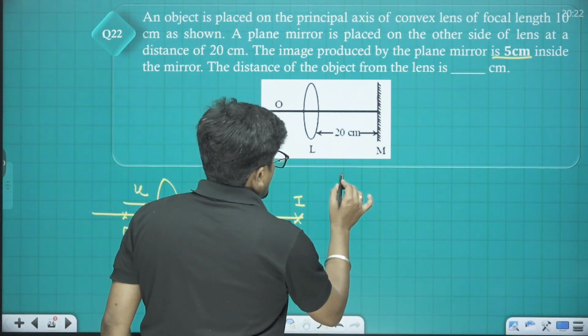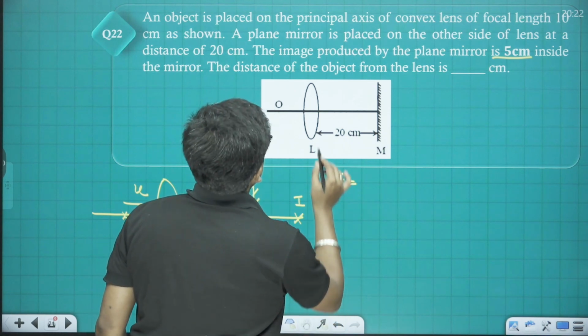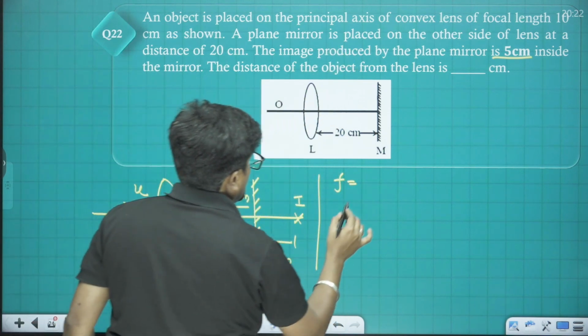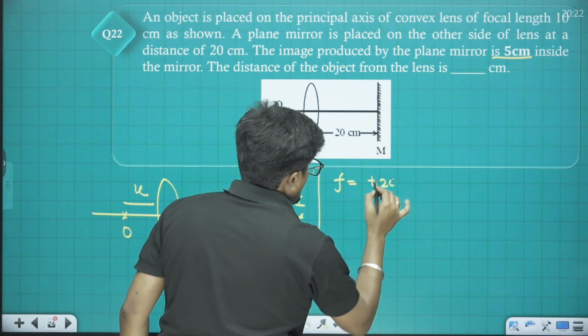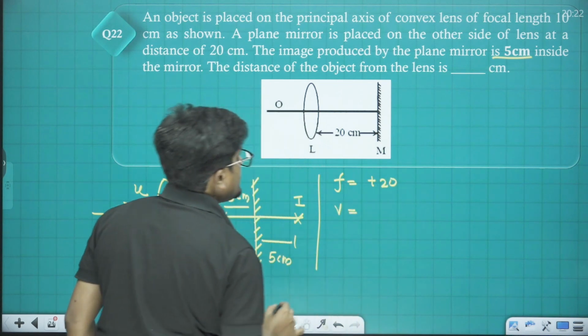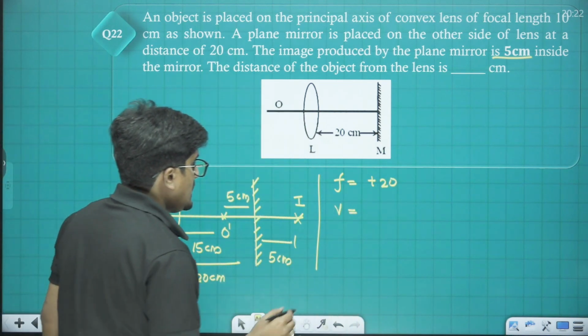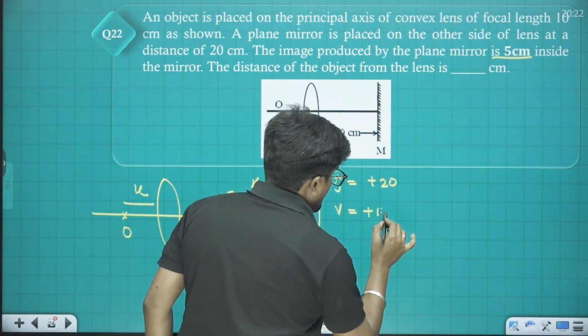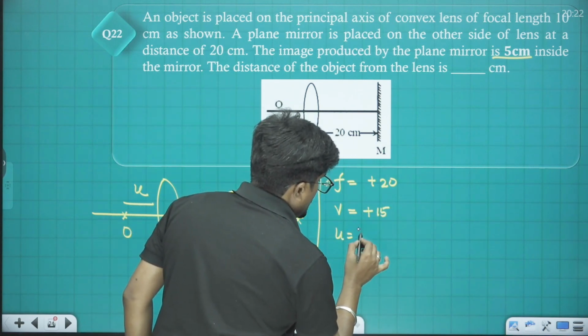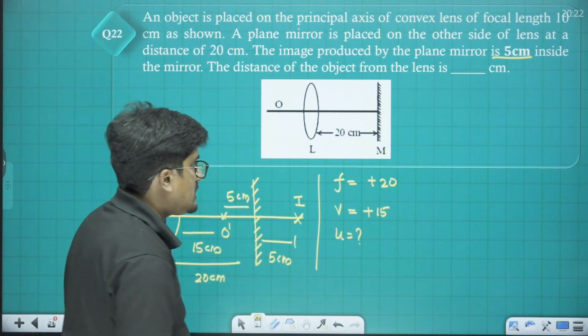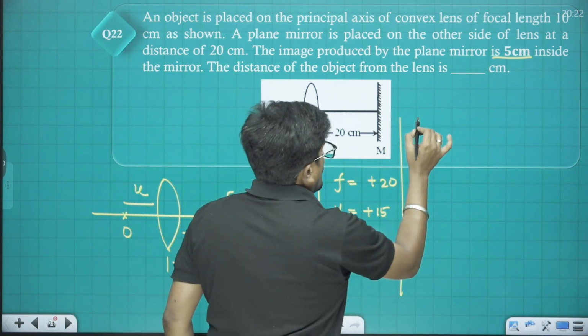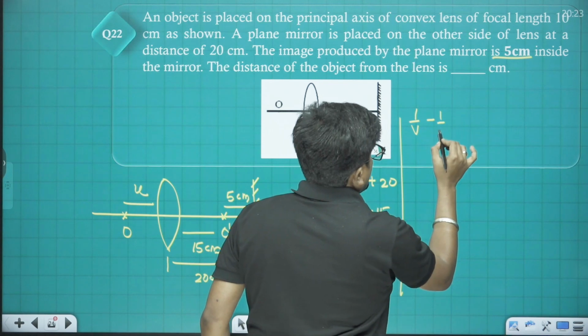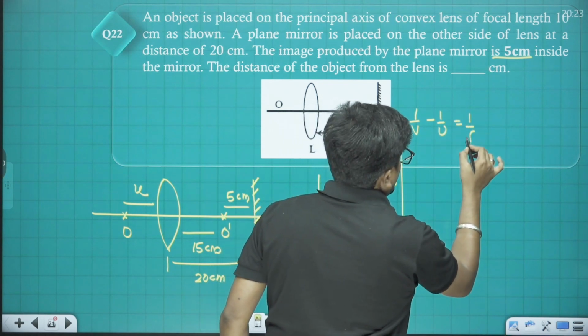So what is the value of F now? As per the question, the value of F is plus 20. And what is the value of V? Please tell me, what is the value of V? Value of V is plus 50. So we need the value of U. And here this is a lens. So 1 by V minus 1 by U equal to 1 by F.